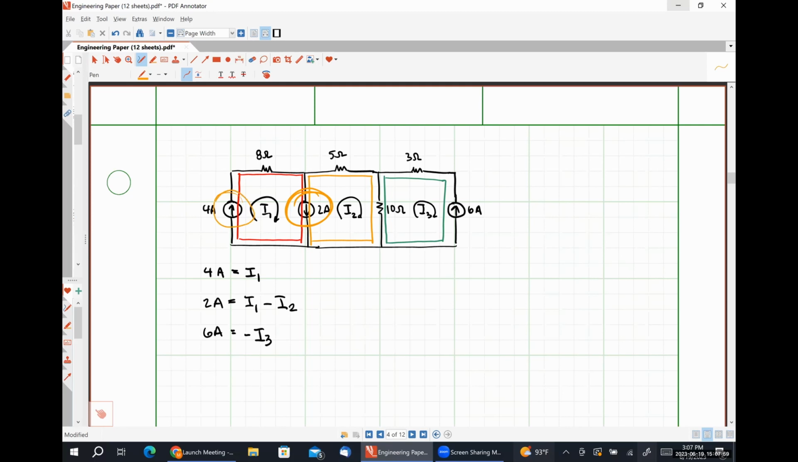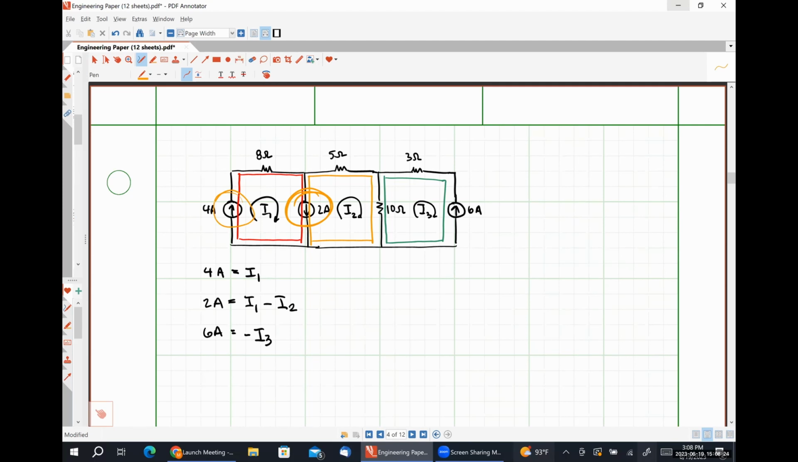So whenever we have a current source on the interior, we have a super mesh. We're going to have a super mesh between meshes 1 and 2, but that super mesh also contains a current source on the edge. We're not going to write a KVL equation. We're only going to have those 2 current relationship equations, and that's all that's needed.